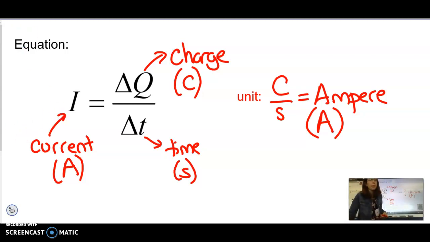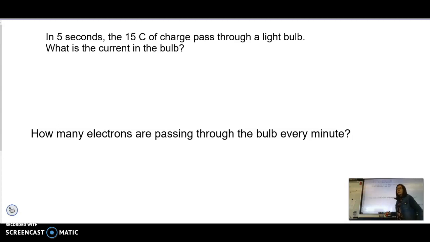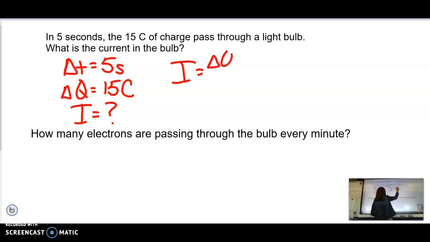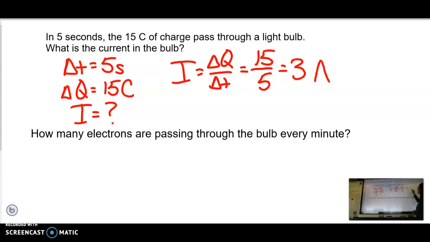So here's one example problem to take a look at. In 5 seconds, I see 15 coulombs of charge pass by. So I know that the time is 5 seconds and the charge is 15 coulombs. And the question is, what is the current? So the letter that we're looking for is capital I. So as always, we write down our equation. And I look over here, delta Q is 15, and the time was 5. That gives me a current of 3 amps. So that would be the current in this particular circuit.